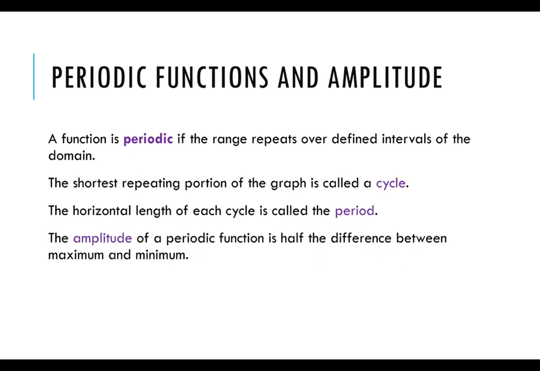Now, we're also going to need to know what the amplitude is. The amplitude of a periodic function is going to end up being half of the difference between the max and the min. So if you want to find the amplitude A, you just take max minus the min, and then you divide it by 2. Whatever max minus min divided by 2 is, that's the amplitude.